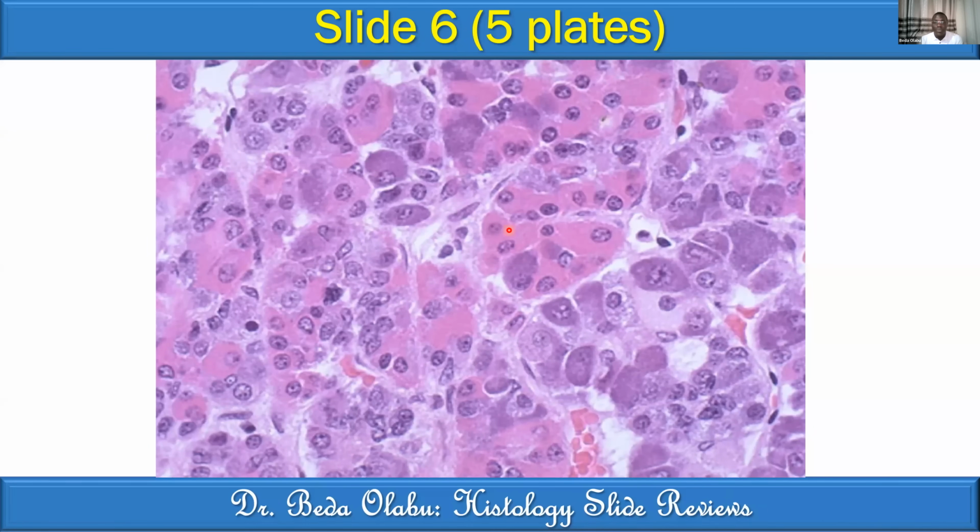Remember, acidophils produce growth hormone and prolactin. So the types of acidophils are the somatotrophs and the lactotrophs. And then this one is a basophil, or even that one is a basophil. The basophils produce TSH, ACTH, LH, and FSH. So in terms of types of basophils, we have the thyrotrophs, corticotrophs, and gonadotrophs.